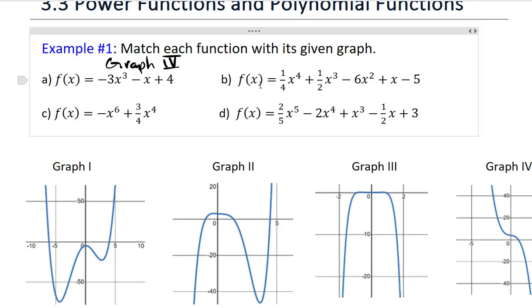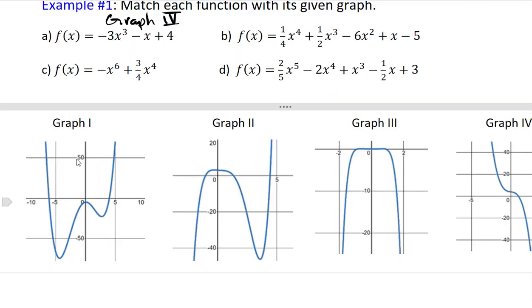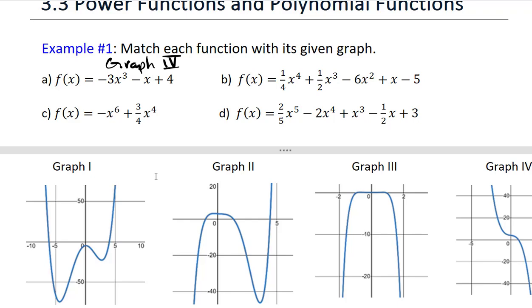For letter B, our function is defined as 1/4 x to the fourth as its leading term. And again, using the leading term test, this function has an even degree, which means that the ends point in the same direction. And the leading coefficient is a positive number, and hence both ends point upward. And so looking at these 4 graphs, graph number 1 best matches letter B.